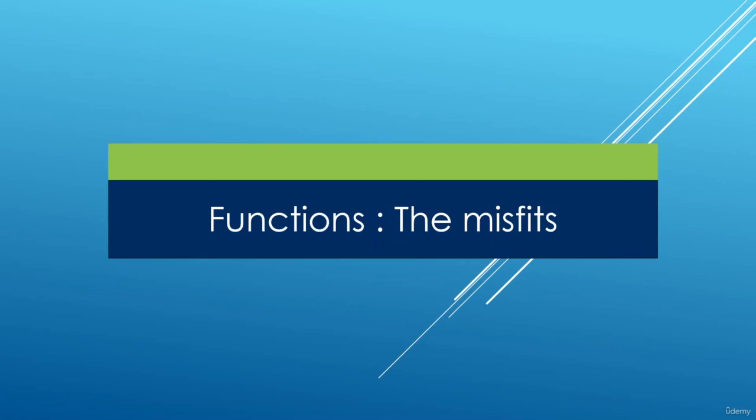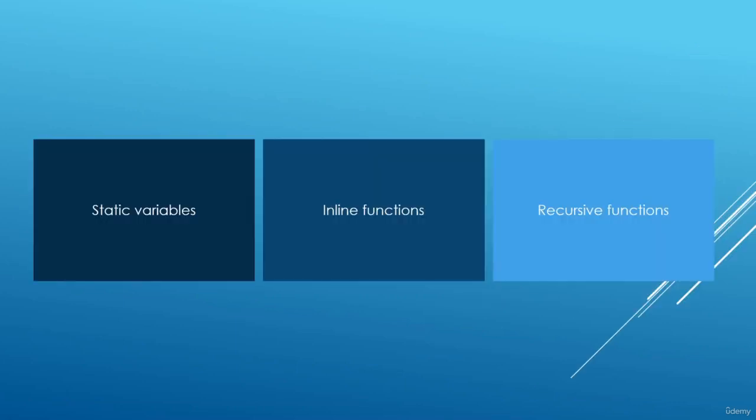Congratulations on hitting the end of this chapter, where we were basically learning about static variables, inline functions, and recursive functions. We have seen that static variables are variables you can set up in a function in a way that the scope is going to be constrained to the body of the function, but the lifetime is going to be expanded to the lifetime of the entire application.